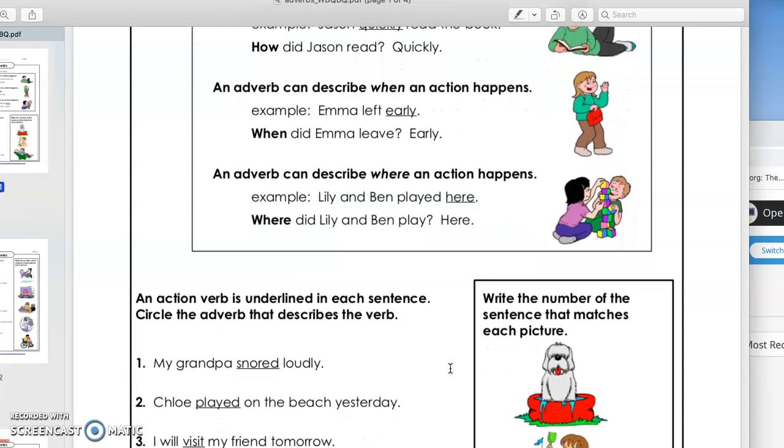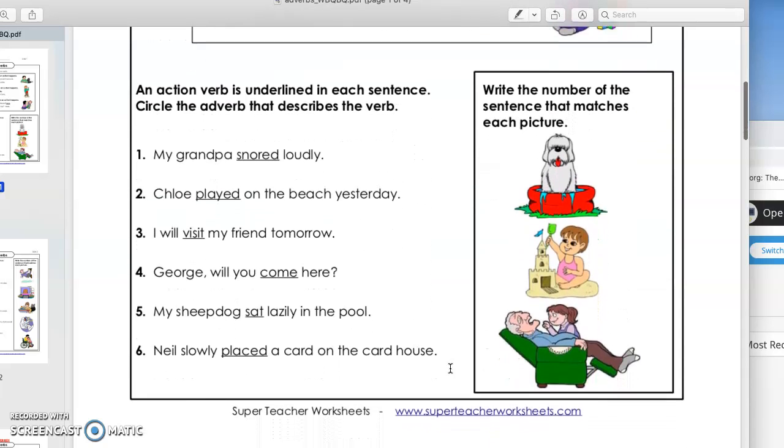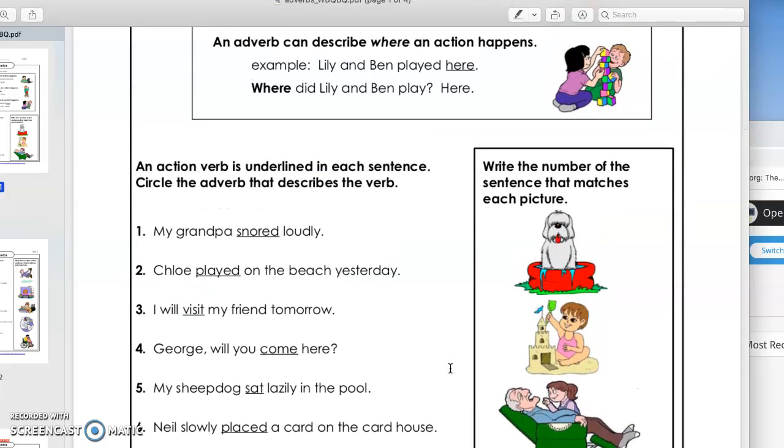Now we're going to go through and just do this sheet together, and then you'll have a couple of other sheets that you will do on your own. An action verb is underlined in each sentence. You're going to circle the adverb. My grandpa snored loudly. Snored how? Loudly. So loudly would be my adverb.